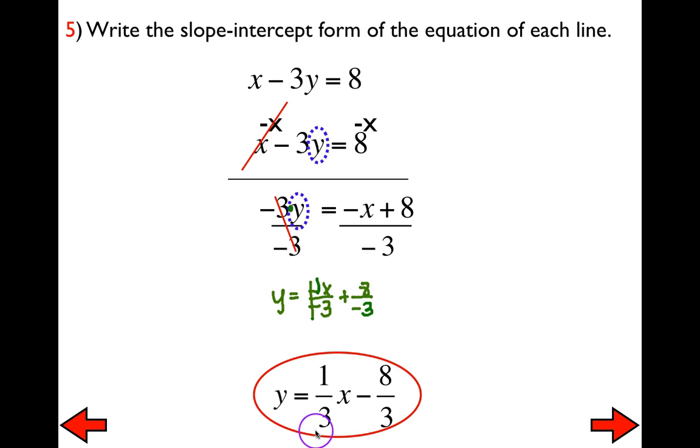My slope is 1/3, and my y-intercept is at -8/3. So I know it's a fraction, but it is possible for a graph to intersect the y-axis at a number that's not a whole number. So keep that in mind.